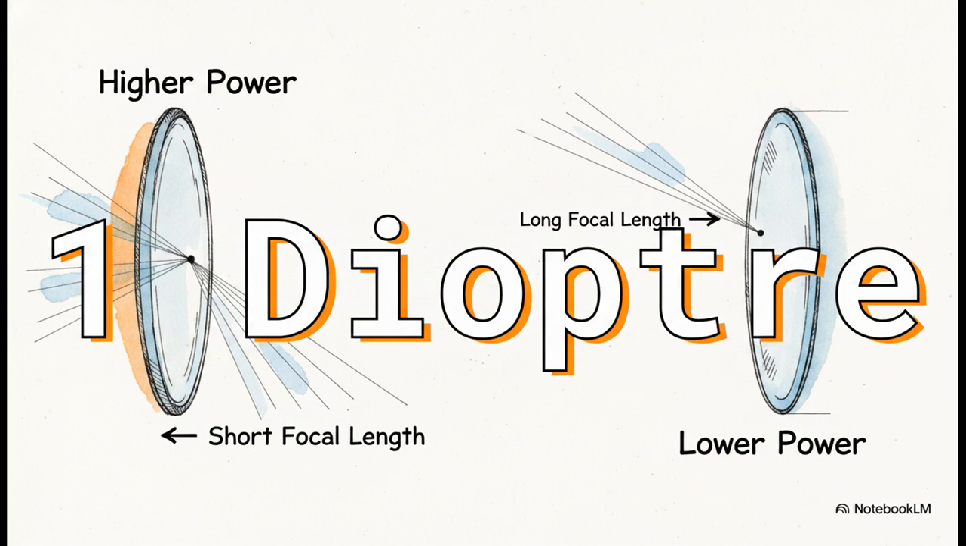Finally, we often talk about the power of a lens, which is measured in a unit called diopters. The power is simply the reciprocal of the focal length in meters. Why? Well, think about it. A thicker lens has a lot of curvature, meaning it bends light pretty drastically. Because it bends light so sharply, the focal point is much closer to the lens, giving it a short focal length. And a shorter focal length directly translates to a higher power.